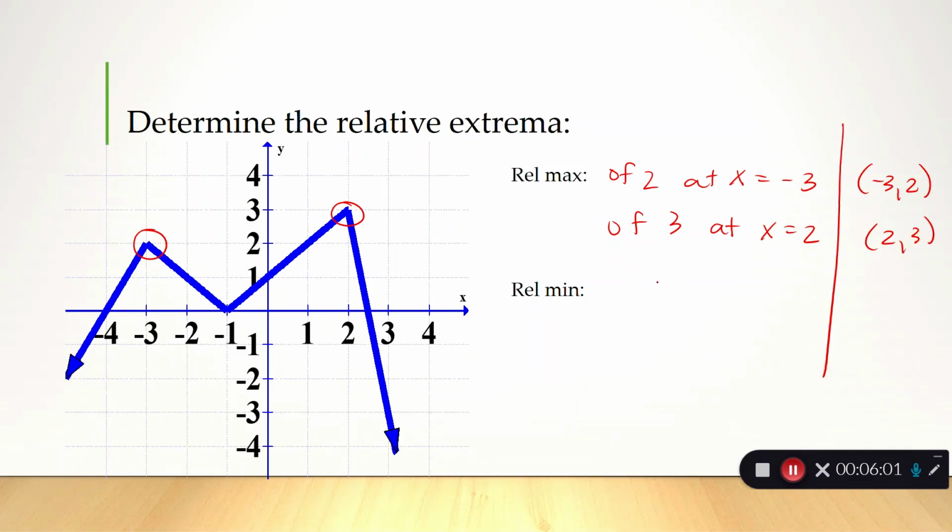Then for relative min, I have a relative min of 0 at x equals -1, or write your coordinate point. So you can either write the coordinate point, or you say I have a relative maximum of this y value at this x value.